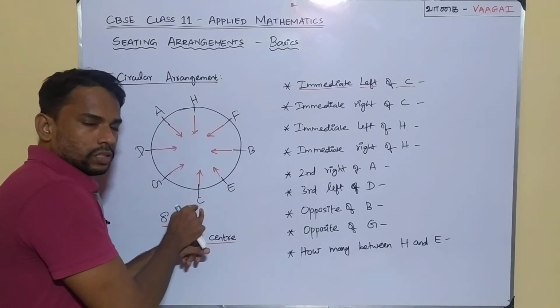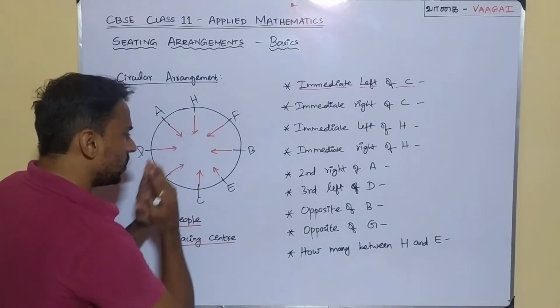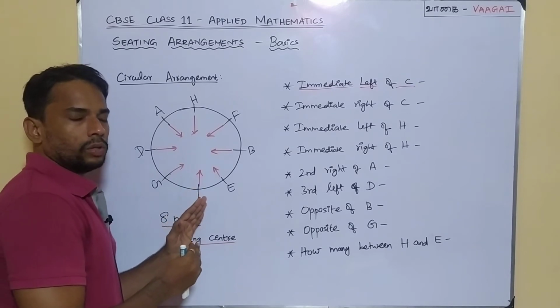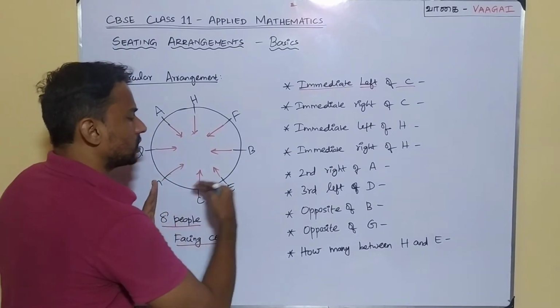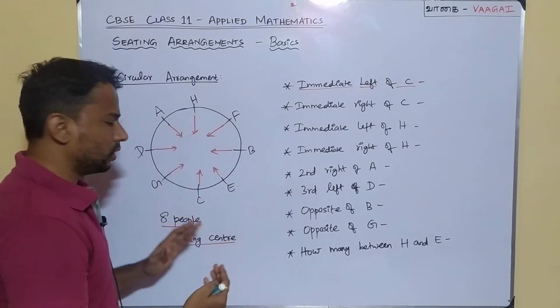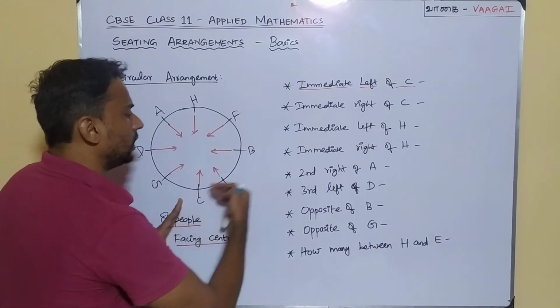Now, if the person C is seated here and C is facing like this, what can you tell about the left hand side of C? Left hand side of C will be here and right hand side of C will be here. No doubt in that. C's left hand side is here and C's right hand side is here.